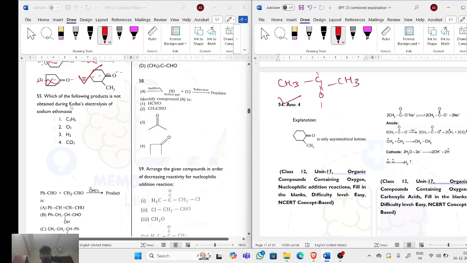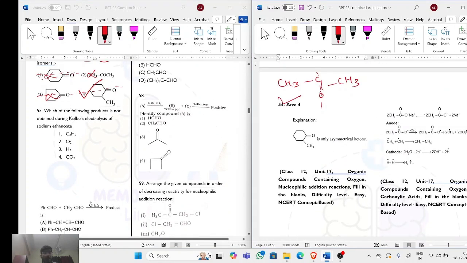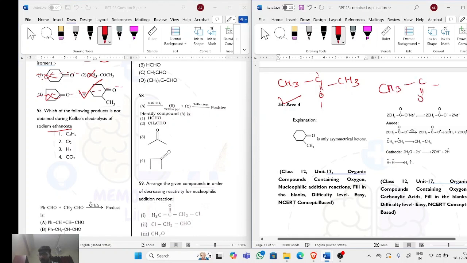Now question number 55. Which of the following products is not obtained during Kolbe electrolysis of sodium ethanoate? First of all, the chemical formula for sodium ethanoate is CH3C double bond O O minus and Na plus. Now in Kolbe electrolysis, first of all, this negative ion and Na plus will separate out like this. Then there will be two separate reactions at the anode and the cathode.